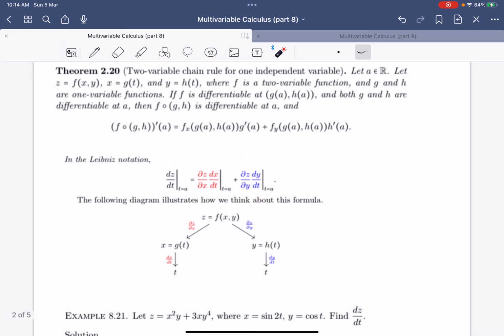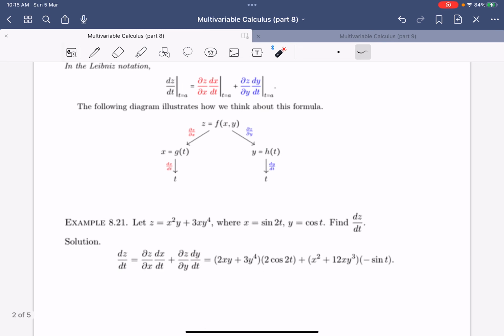The diagram illustrates the following. With z, we want to take the partial with respect to x first to get into this case. Then to get into t, we just need to multiply by dx/dt. Similarly, here we take the partial with respect to y, then we multiply by dy/dt. And hence we have the following.